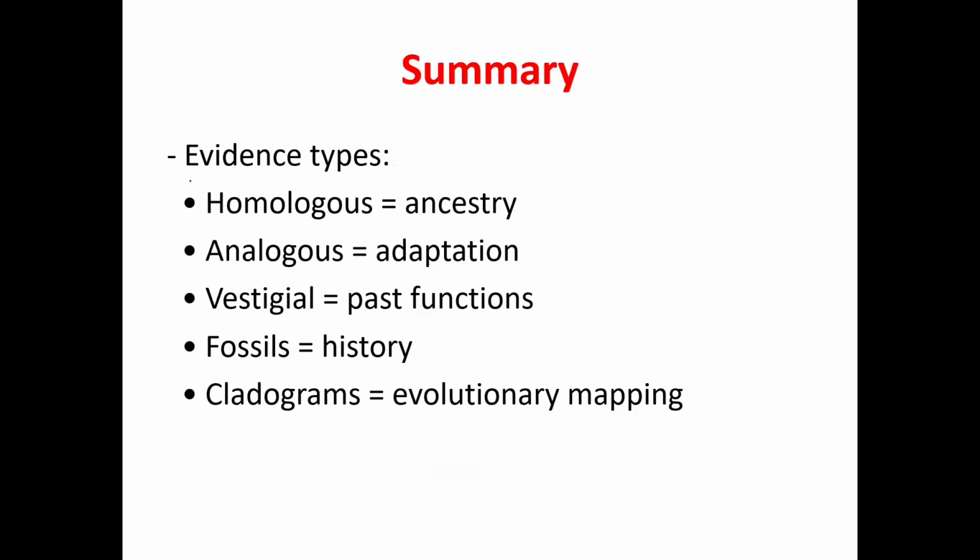Let's summarize. Evidence types: homologous for ancestry, analogous for adaptation, vestigial for past function, fossil for history, and cladogram is just a mapping of evolution. So, to sum up, evolution explains the changes in species over time. We learn about it using evidence like homologous and analogous organs, fossils, and cladograms. Understanding evolution helps us know the history of life on Earth.